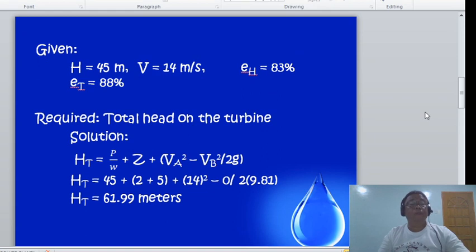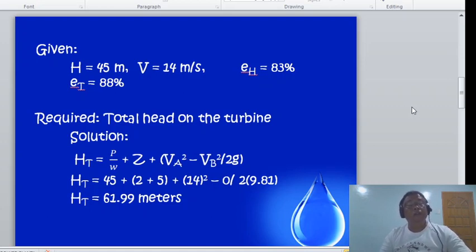Okay, so we have here the given height of 45 meters, velocity of 14 meters per second, the hydraulic efficiency is 83, and the overall is 88. So that requires the total head of the turbine. So here is now, class, the solution. The total head is of course the summation of the pressure head, elevation head, and the velocity head. Okay, so substituting now the values.